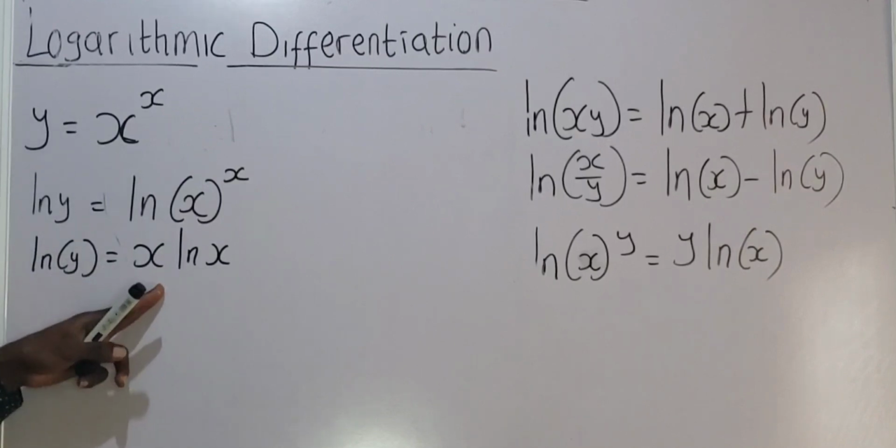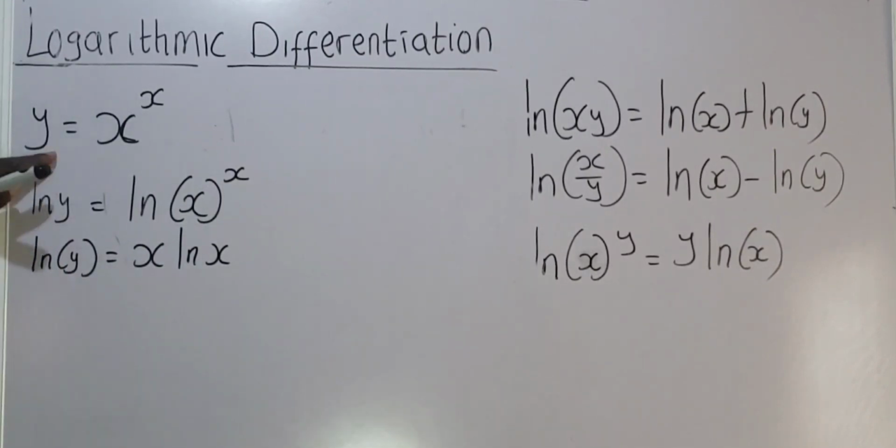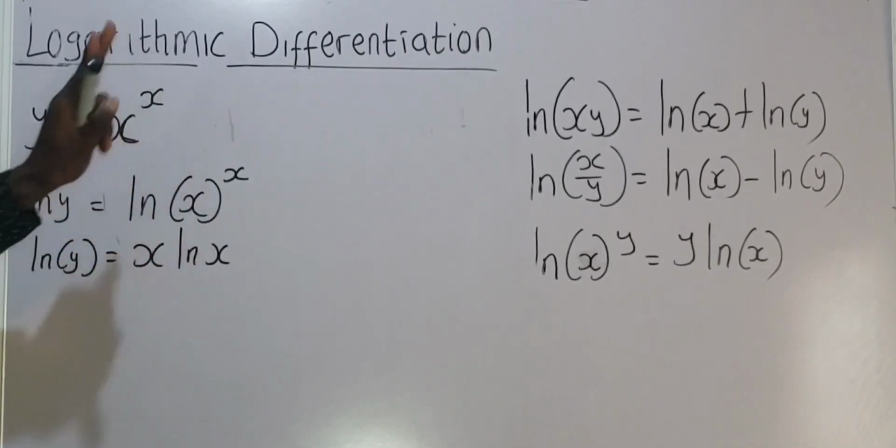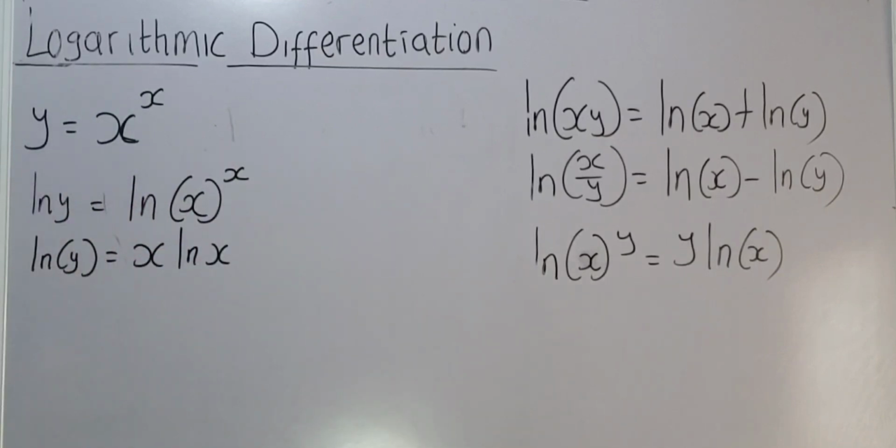Do you understand how I got to this point? Based on this law, you understand? The first step is that I take the natural log of both sides. The natural log of y equals the natural log of x raised to the power of x. Then I make use of this law. So I've not done anything.